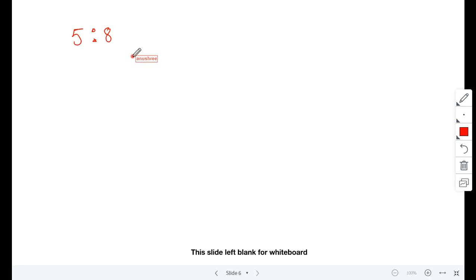So I'm again repeating, the question is two numbers are in ratio 5:8. If the sum of the numbers is 182, find the numbers.